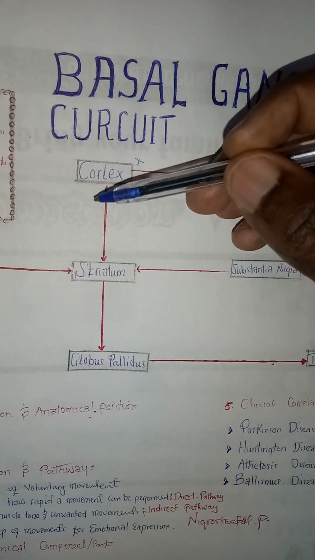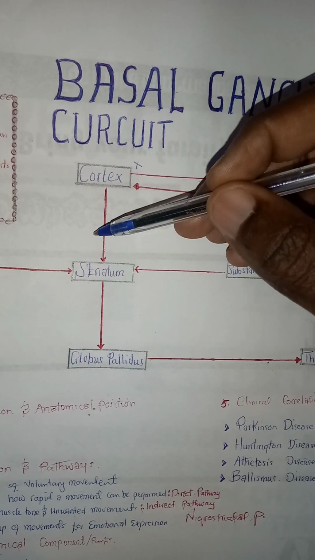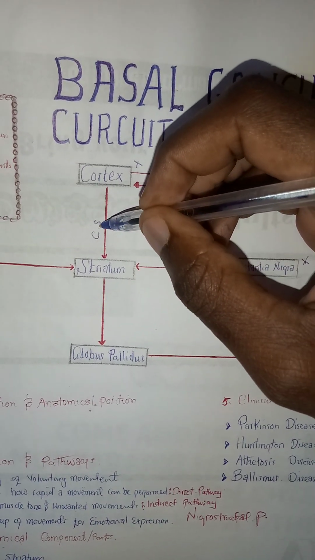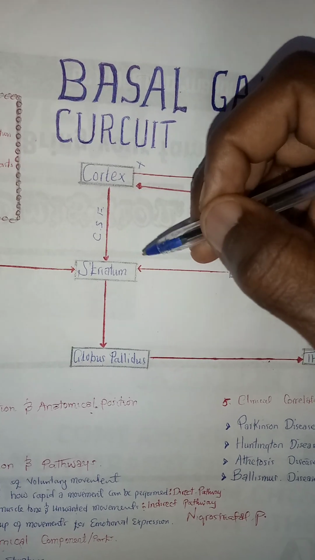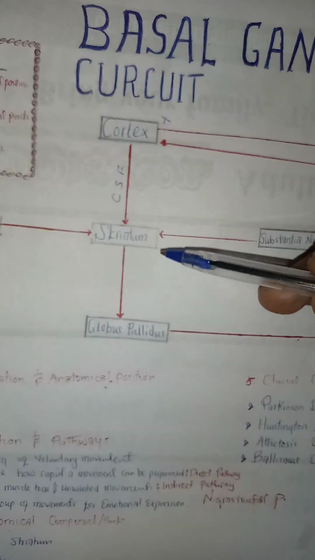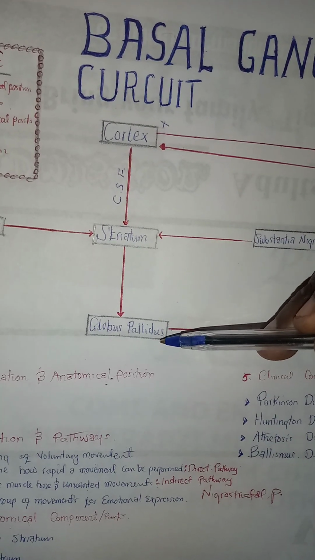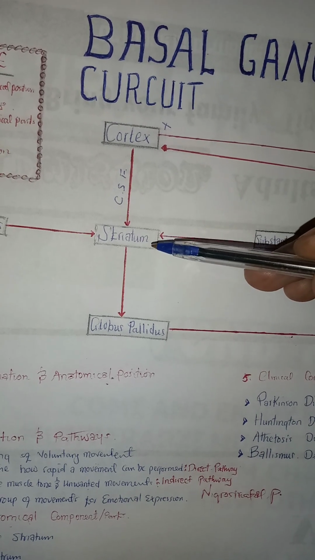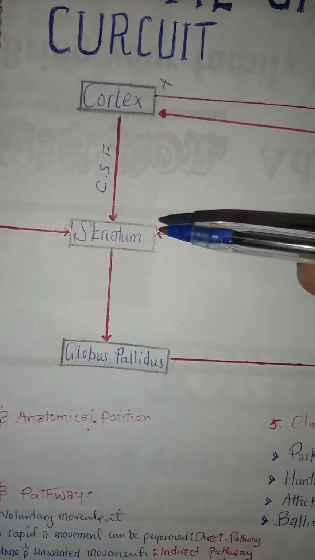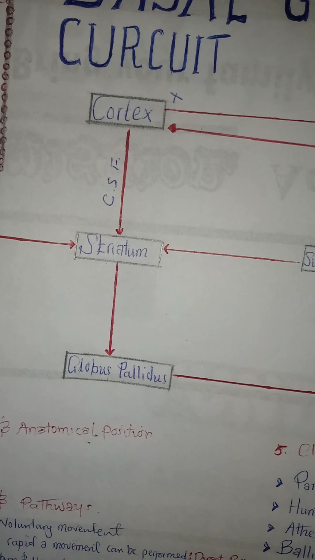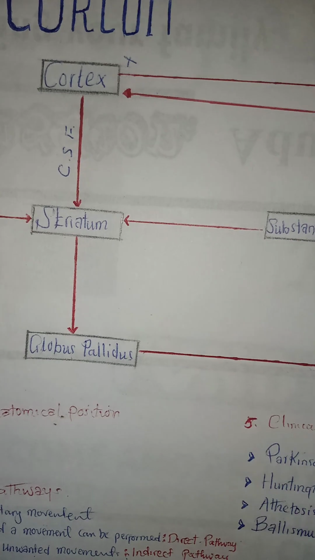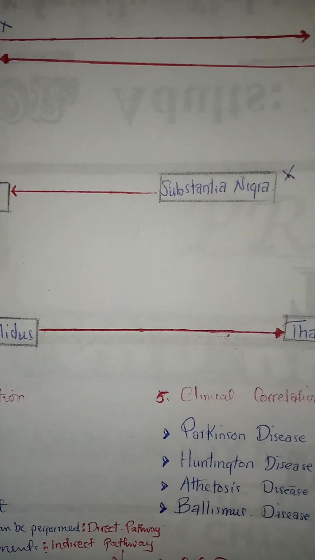How are these parts connected to each other? Okay, so from cortex to the striatum, there are fibers which are projecting here. They are called cortical striatal fibers. Okay, and then from the striatum to the globus pallidus, remember we said this is one component. It's basically the corpus striatum. Okay, so from the globus pallidus to the thalamus, we have other fibers which are projecting here.